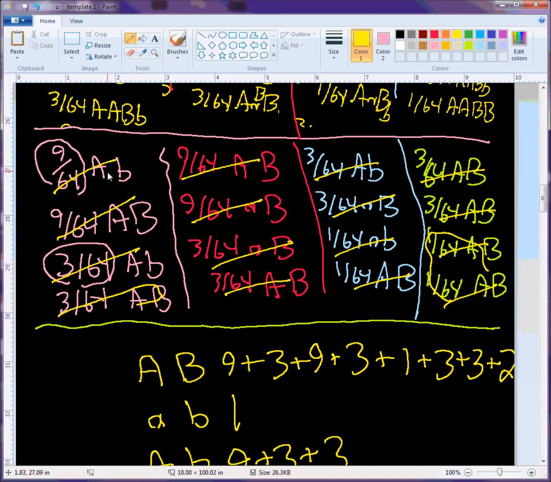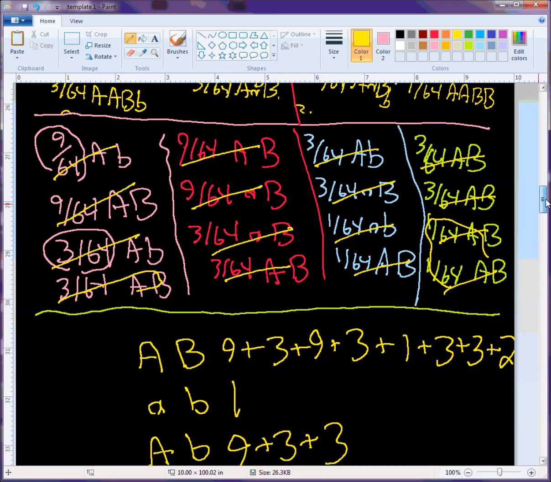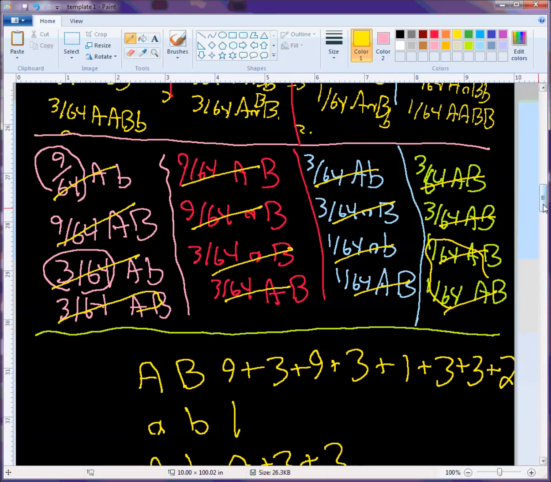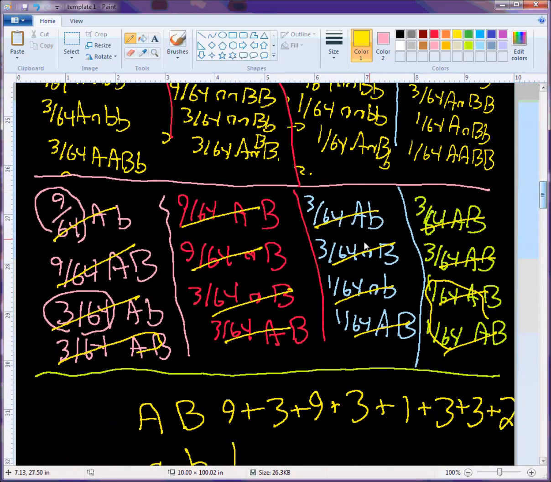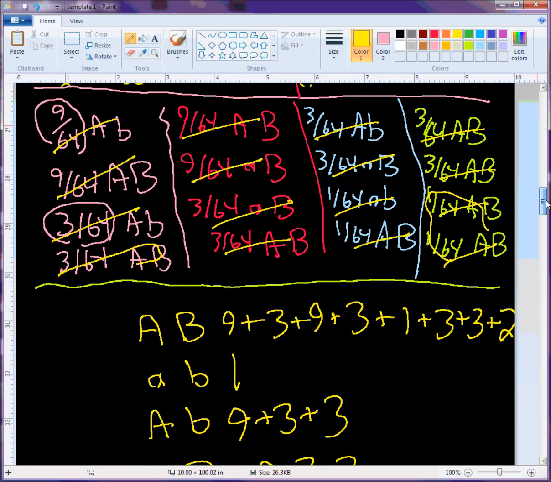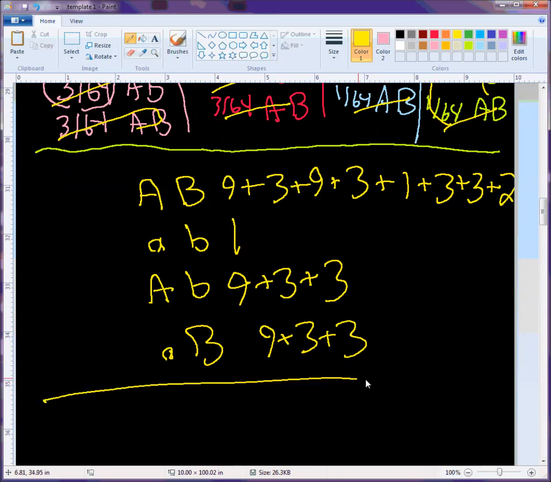Okay, so we have all of them. 1, 2, 3, 4, 5, 6, 7, 8, 9, 10, 11, 12, 13, 14, 15, 16 different genotypes here. 16 different genotypes leading to just the phenotype information, and we simplify down here. Let's add these up. 2 plus 3 is 5, 8, 9, 12, 21, 24, and I hope that's 33. So 33 out of 64 are going to be the big A, big B phenotype.